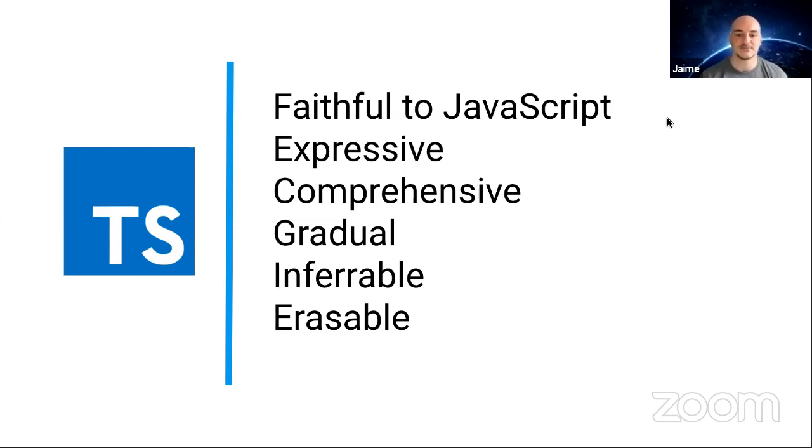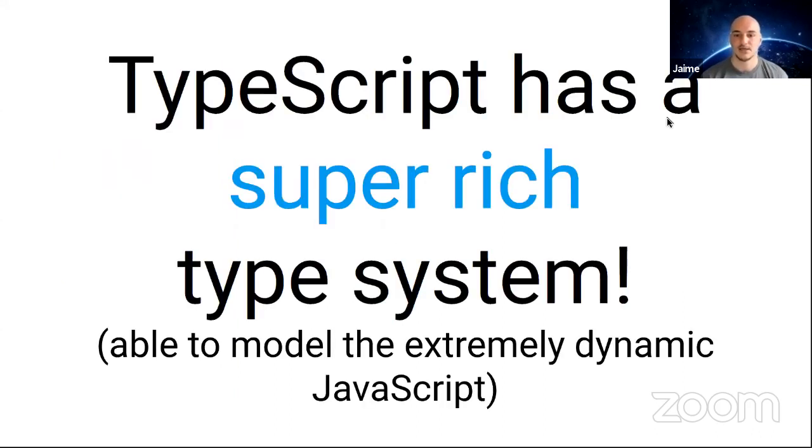It's very expressive and comprehensive, very complete. It has this idea of gradual typing, where you can have both JavaScript and TypeScript in a code base and incrementally add more types. It's inferable, which means that it can infer your types and save you typing and work. And it's erasable so that it disappears at runtime and it doesn't impact runtime performance. All these are really good characteristics. TypeScript has a super rich type system, able to model extremely dynamic JavaScript. So this is the summary, the key point.